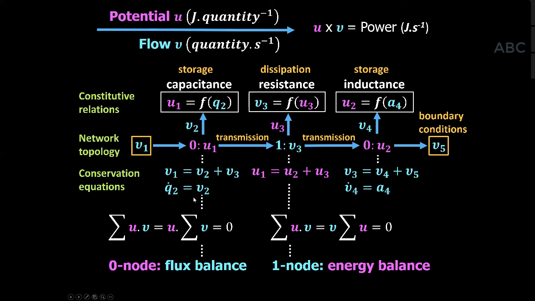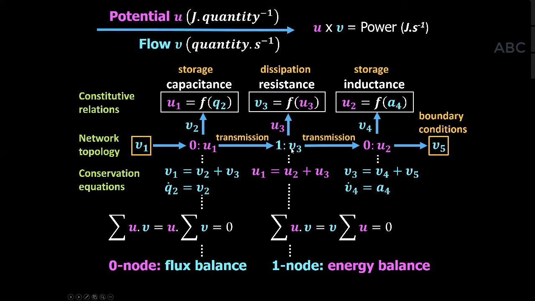So at this point, we've got the sum of flows is zero. That means the flow in, V1, has to be equal to the flow out, V2 plus V3. And where V2 is defined as the rate of change of charge, because for a capacitor, you need to relate potential to the integral of flow, rather. And likewise, for an inductor, the relationship is with acceleration. So as well as balancing flow here, V3 equals V4 plus V5, we've got the fact that the acceleration is defined as the rate of change of that flux.